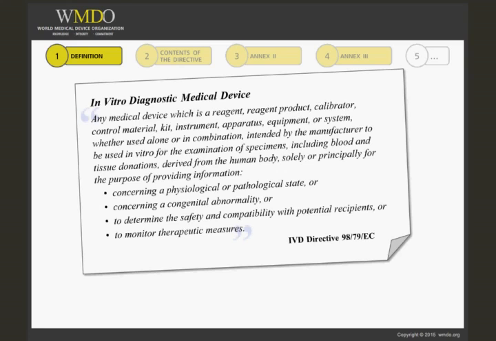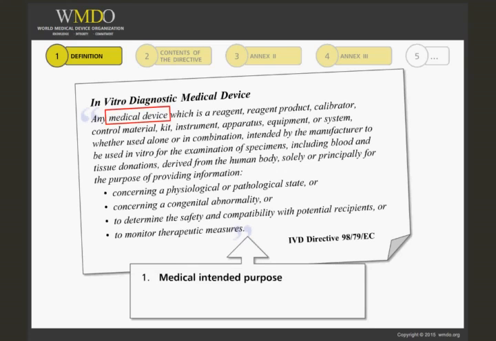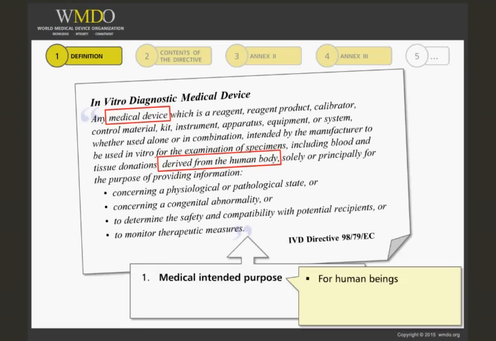So, what are the important elements of this definition? Well, first of all, the device has to have a medical intended purpose, which means it needs to be for human beings, and it's important for the manufacturer to define the medical intended purpose.